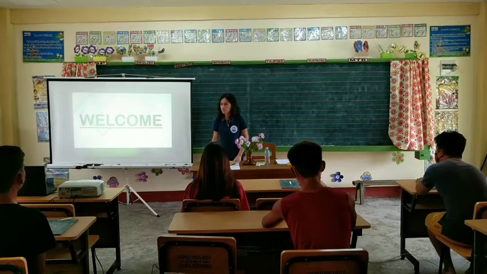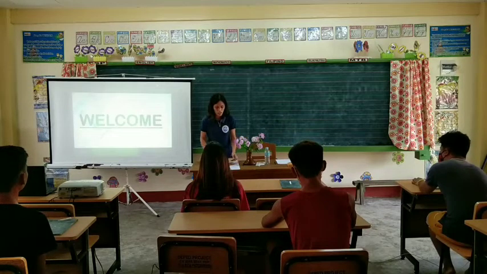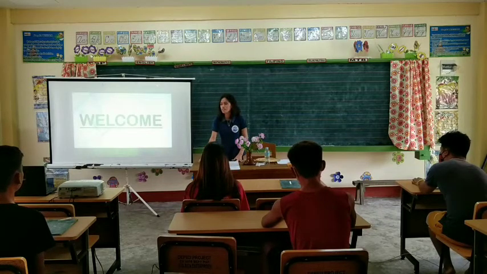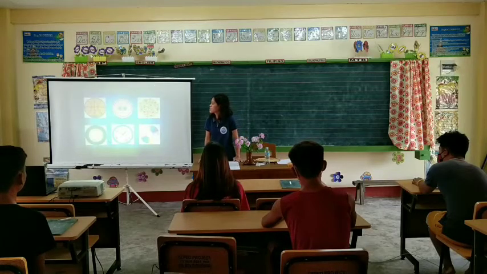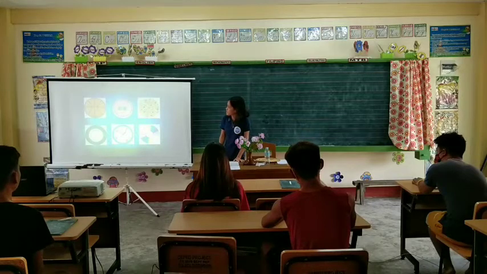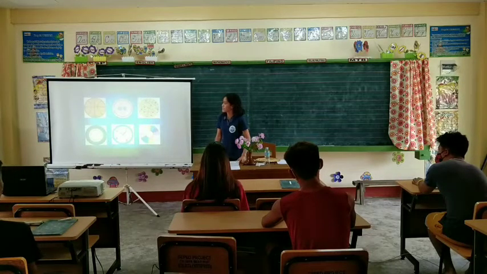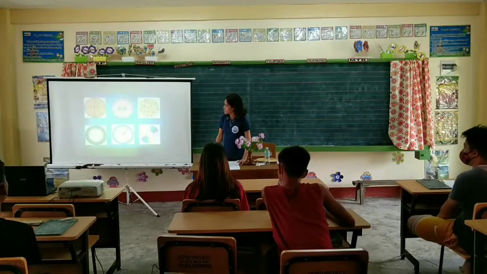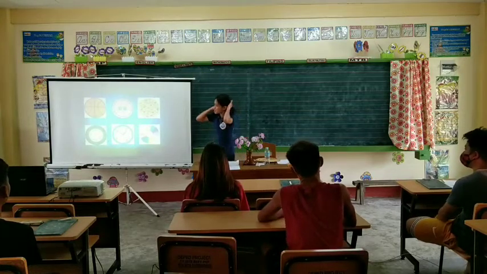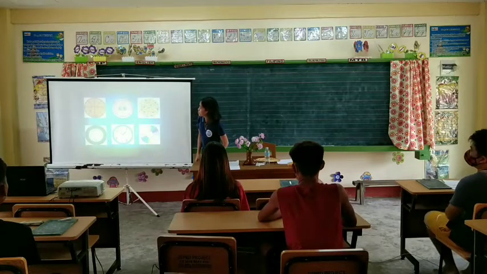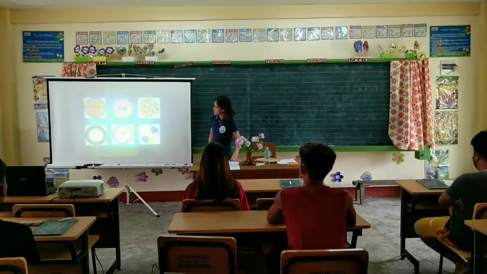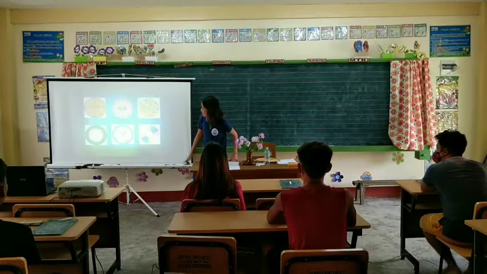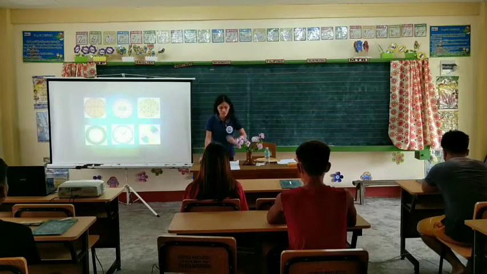So, before we proceed with our proper lesson, let me show you this first. In this slide, what can you see? What are these pictures? Ball, button, pizza, wheel, clock, CD. Very good. So, we can see a ball, button, pizza, wheel, clock, and CD.